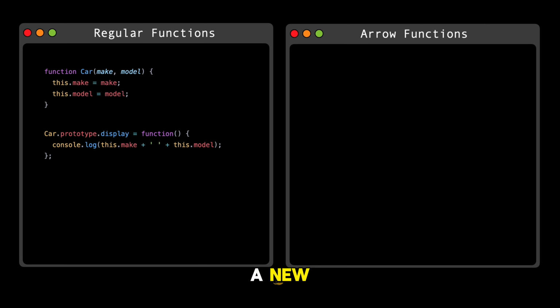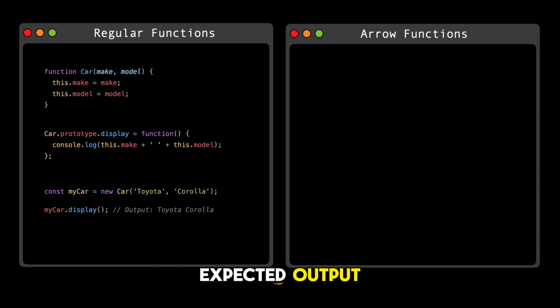Next, we create a new instance of Car named myCar and pass in Toyota and Corolla as arguments. When we call myCar.display, we see the expected output, Toyota Corolla. The traditional function constructor works seamlessly to create new object instances.